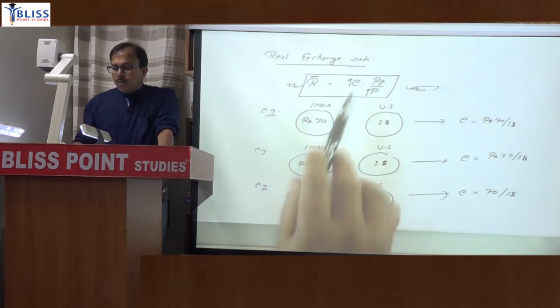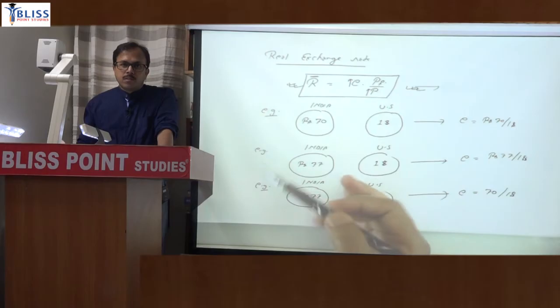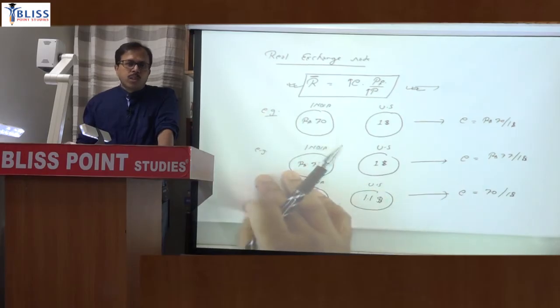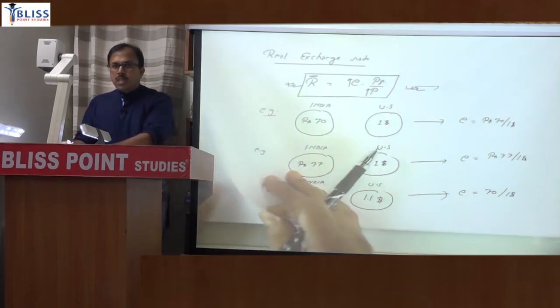So under fixed, central bank will keep this E constant despite the fact that P will change. So central bank will be forced to change the exchange rate, because if there is a continuous inflation, there will be pressure on currency.